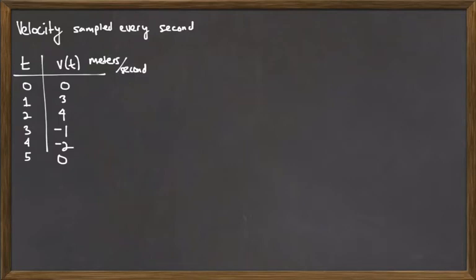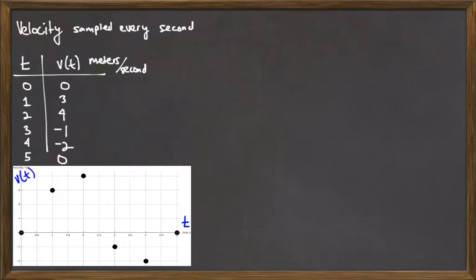I could summarize the information that I've given in the table with a plot of the velocity. Here I'm putting the time t on the horizontal axis, and I'm putting velocity v of t on the vertical axis. At t equal to 0, the velocity is 0 meters per second, so I've plotted that sample value there. At t equal to 1, the velocity is 2 meters per second, or I'm sorry, 3 meters per second. I've plotted it there, and then I've plotted the other points that appear in the table up to t equal to 5 seconds.